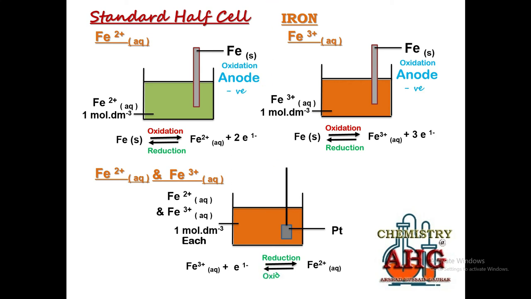But remember, whenever an equilibrium is established between different ions of the same element, which process is favored always? Which process dominates always? Reduction always dominates. You can remember this. So when reduction is dominating, it has become obvious that this half cell would become cathode, where reduction has taken place, and it would carry positive charge.